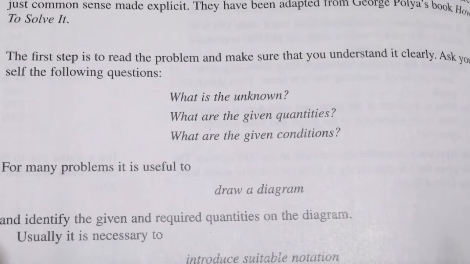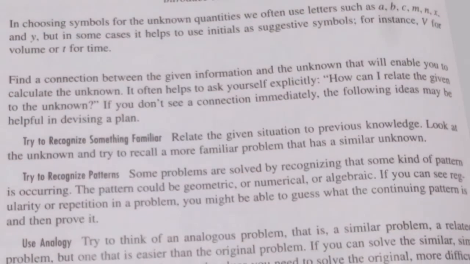Usually it is necessary to introduce suitable notation. In choosing symbols for the unknown quantities, letters such as A, B, C, M, N, X, and Y are often used. But in some cases, it helps to use initials as suggestive symbols. For instance, V for volume and T for time.